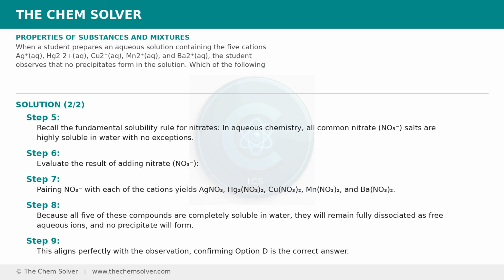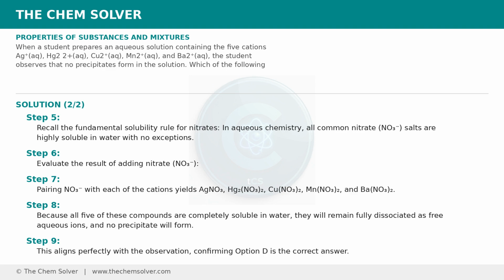Recall the fundamental solubility rule for nitrates. In aqueous chemistry, all common nitrate, NO3-, salts are highly soluble in water with no exceptions. Evaluate the result of adding nitrate, NO3-: pairing NO3- with each of the cations yields AgNO3, Hg2(NO3)2, Cu(NO3)2, Mn(NO3)2, and Ba(NO3)2.